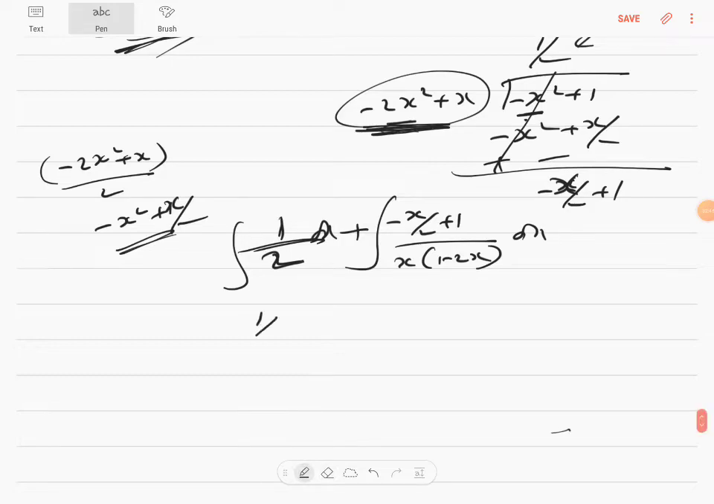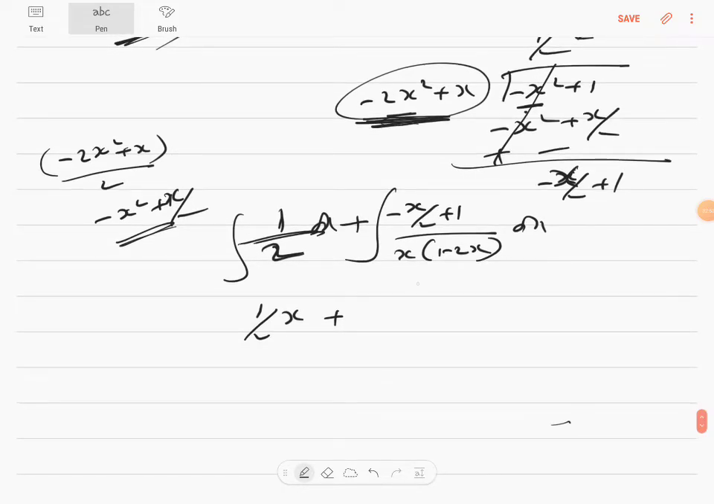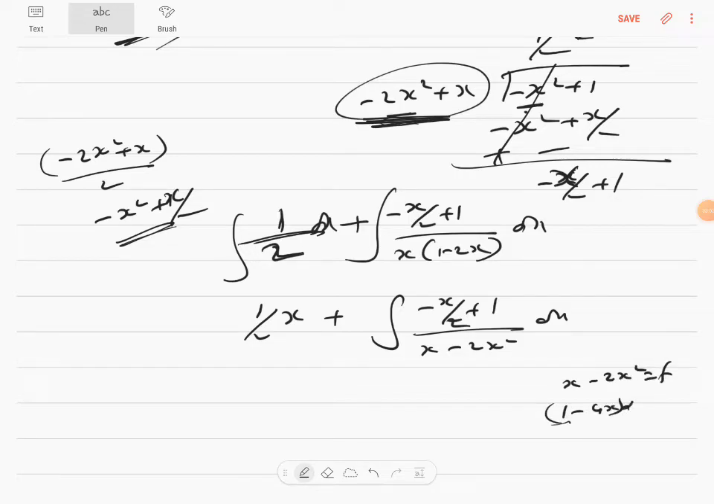So this will be 1 by 2 into x, plus this I am going to do with t dt. If you take this, it is (minus x by 2 plus 1) by (x minus 2x square) into dx. So x minus 2x square is t, and (1 minus 4x) dx is equal to dt.